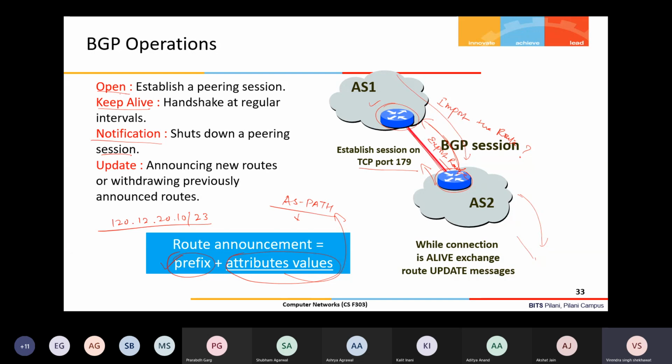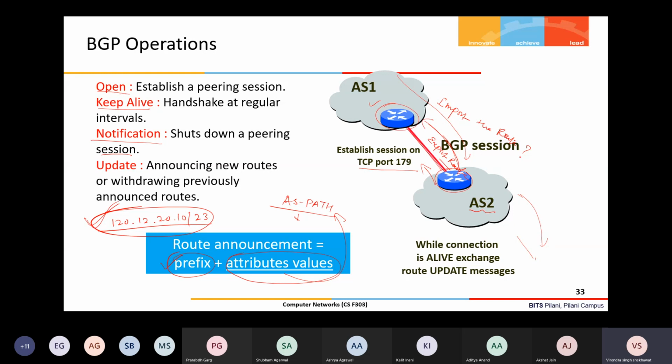This exported route will be imported by AS1 or not, that is AS1's call. But once AS2 decides that it is exporting a route for a certain prefix to AS1, then it's a commitment it is giving to AS1 that if you forward me any traffic that belongs to these destinations, I will forward it such that it can reach the destination. This is a commitment. So hop by hop consistency is maintained.